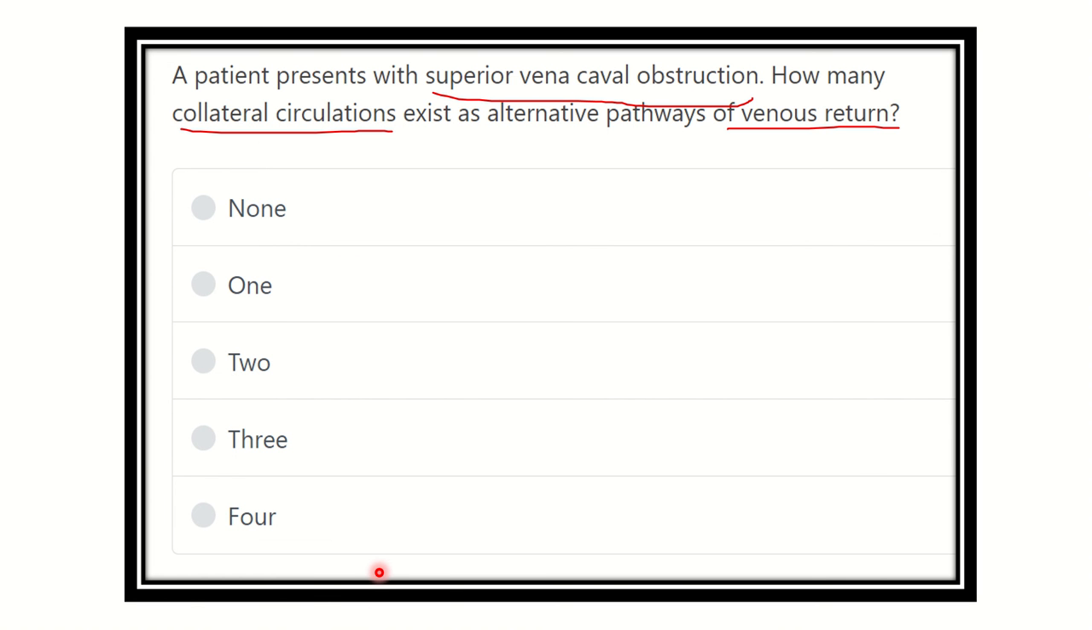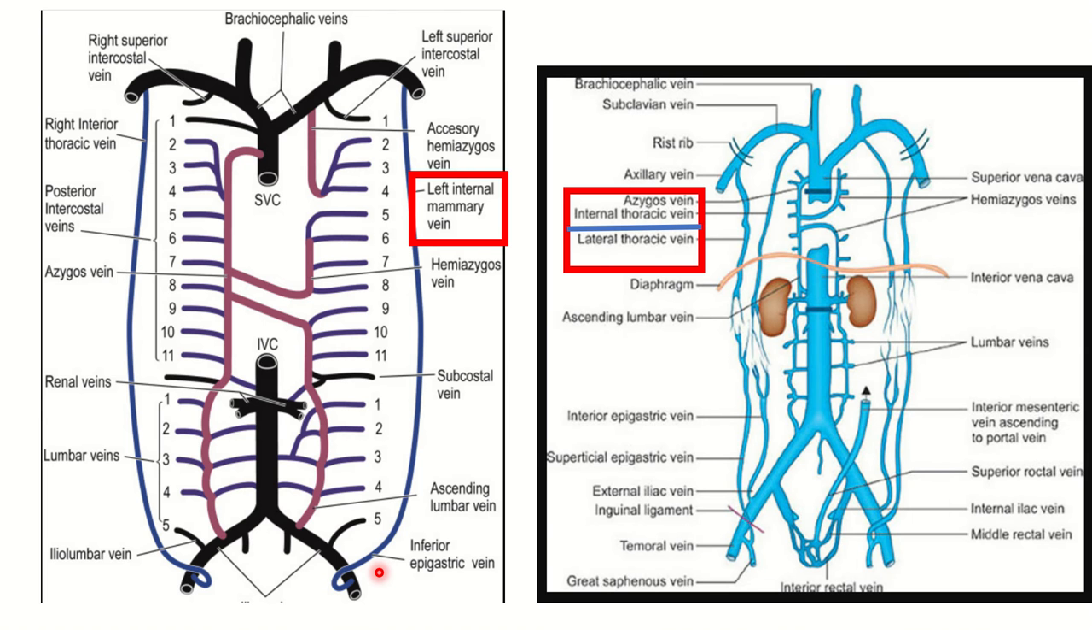So let's see some pictures regarding this question. Here we can see the superior vena cava. It is formed by the two brachiocephalic veins, right and left, and it drains into the heart. Imagine this is the heart and the inferior vena cava also drains into the heart. Normally it occurs through this pathway, but when there is an obstruction, suppose here, what occurs?